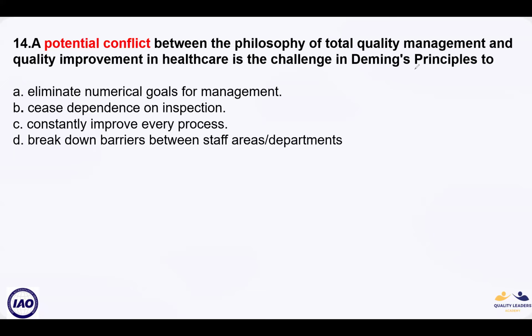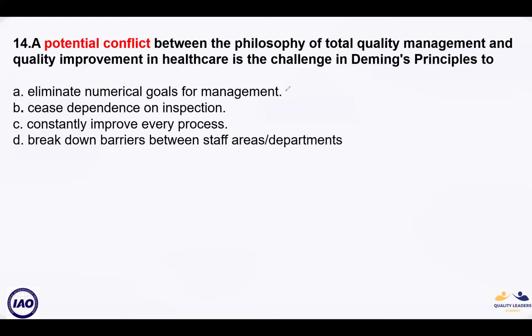So here, what is the difference between Deming's principles and a conflict within healthcare, right? You all should know, eliminate numerical goals for management, right? So we all know Deming did say we should eliminate management by numbers, numerical goals, and substitute leadership, because all those targets and quotas drive gaming and fear instead of true quality, right?